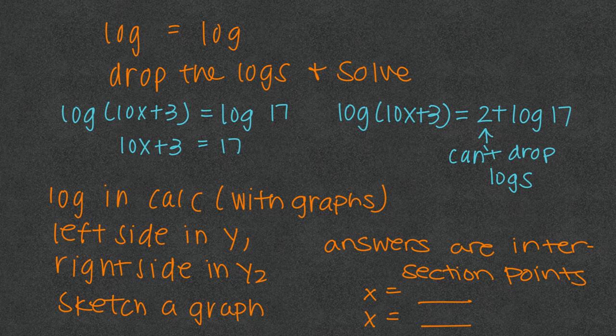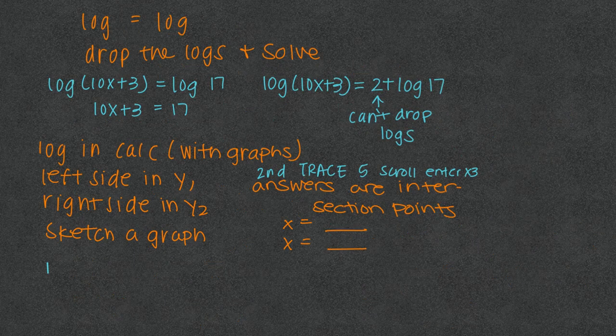So we have to remember how to do intersections in the calculator. We would do second, trace, 5, and then scroll, and then click enter 3 times. So you'll do second, trace 5 to get to the intersection, scroll close to the intersection, and then click enter, enter, enter. And then there was another layer to this where we did inequalities.